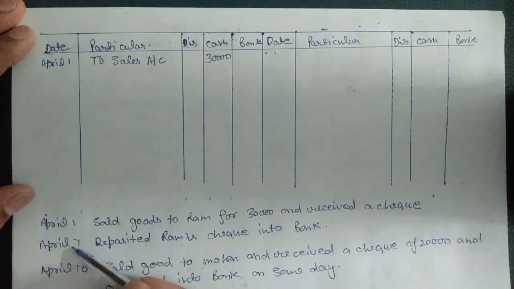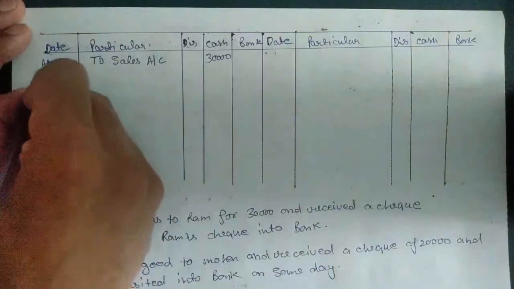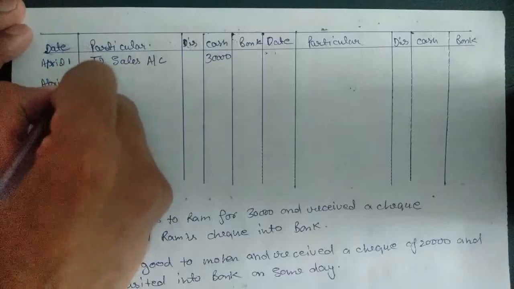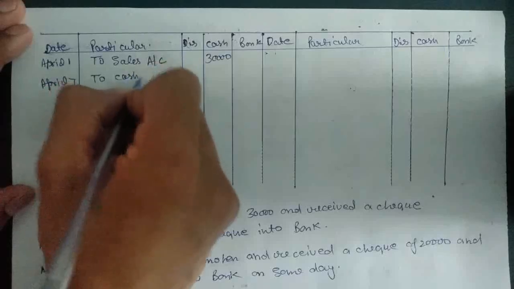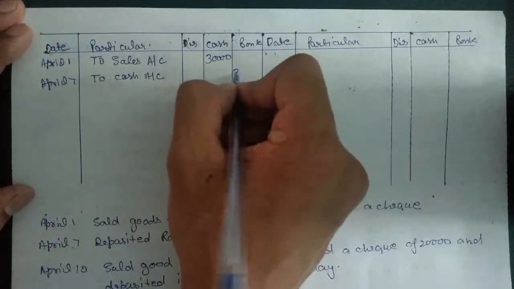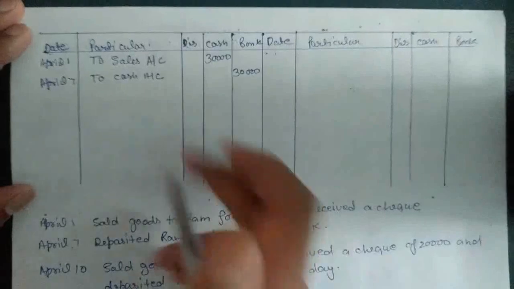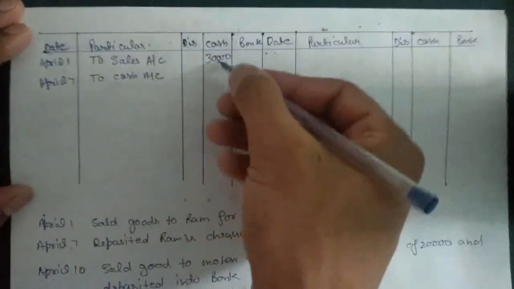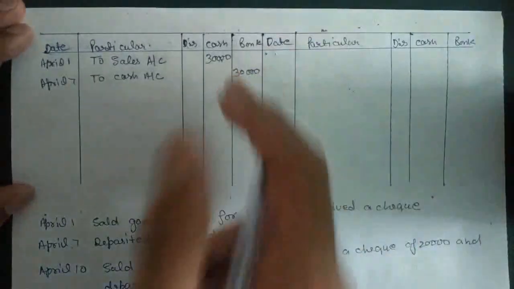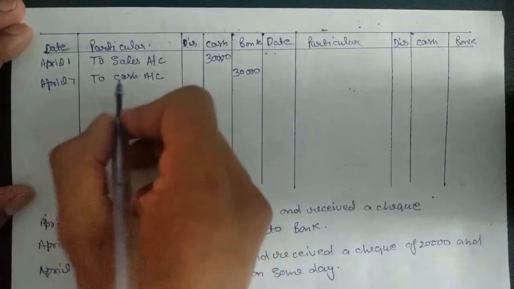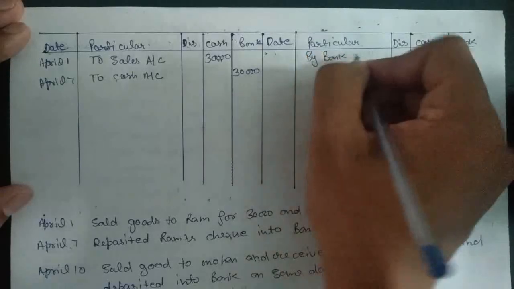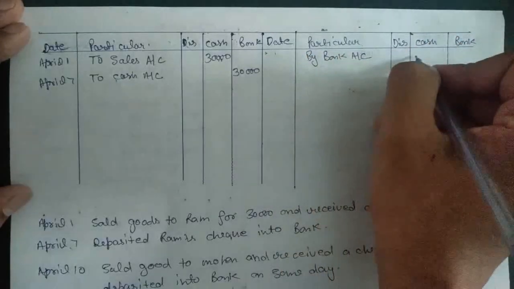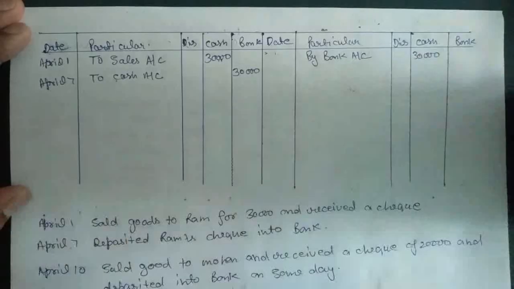But on April 7 we are depositing that check into the bank. April 7, bank account debit, to cash account 30,000. Now we need to deduct that 30,000 from the cash account because we are depositing the same amount into the bank.